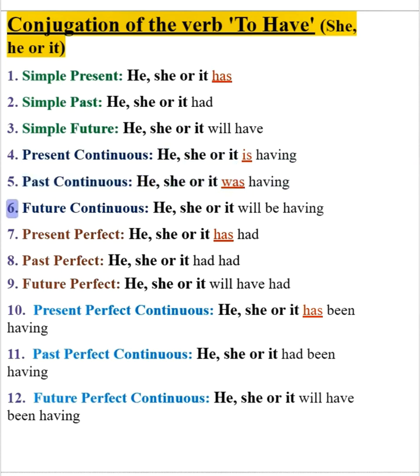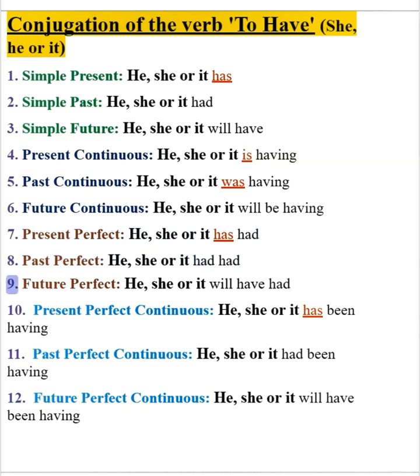6. Future continuous, he, she or it will be having. 7. Present perfect, he, she or it has had. 8. Past perfect, he, she or it had had.